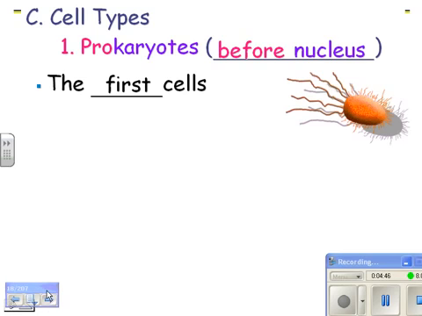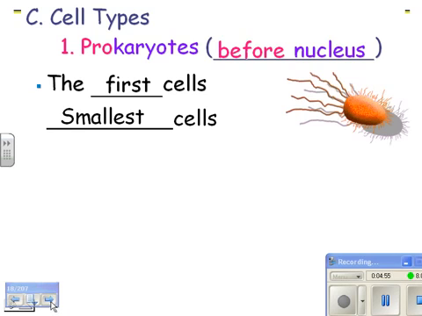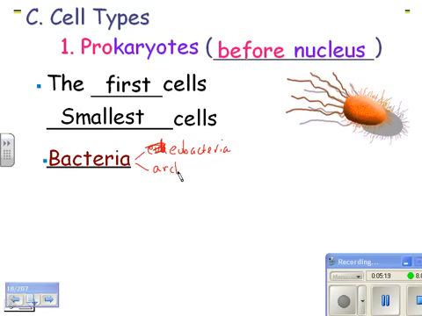If you think about the evolution of cells, it makes sense that you're going to have the simplest ones come first, and that's what happened. They're little and they're simple, and there's not much to them. So these are the smallest cells. Each bacterium is about the same size as maybe one of your mitochondria, your little organelles. They are bacteria. There are two types of these. So there are eubacteria, and there are archaebacteria.